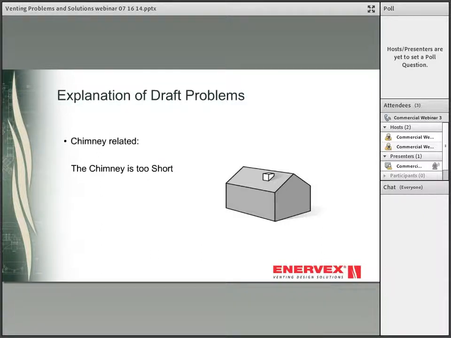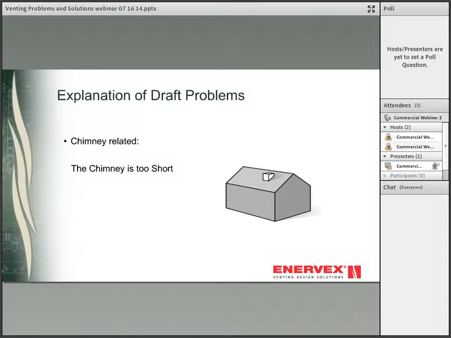A tall chimney creates more draft than a short chimney. Chimney height and the difference between flue gas and the temperature of the outside are major factors which influence the amount of draft. A rule of thumb for minimum height is a total system height from the bottom of the appliance to the top of the chimney of not less than 15 feet.